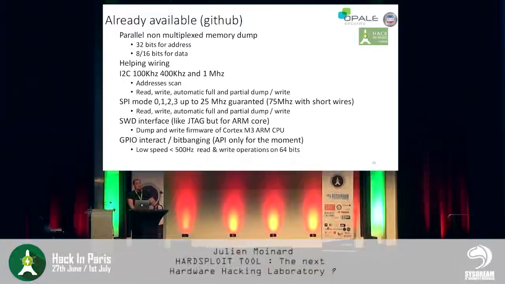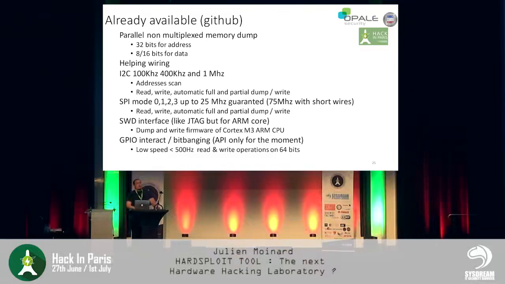What's already available on HARDSPLOIT? You can read some parallel memories without multiplexing for the moment. They are very common memories, and now it's not common. Now the common parallel memories are the same, but we mix address and data. It's something like SPI, but with more wires. It's not SQI. It's a parallel memory, but a little bit different.